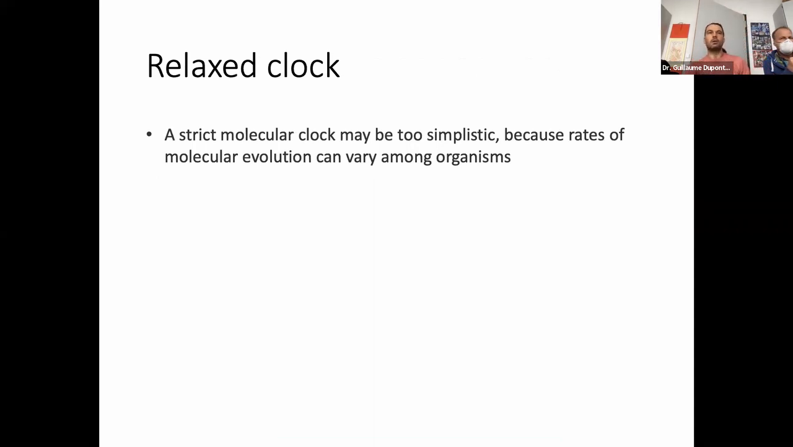However, it has been shown that molecular clocks, or strict molecular clocks, are somewhat too simplistic, because rates of molecular evolution can vary between organisms. Can you just, I think we can hear you, say a few reasons why this may be the case.